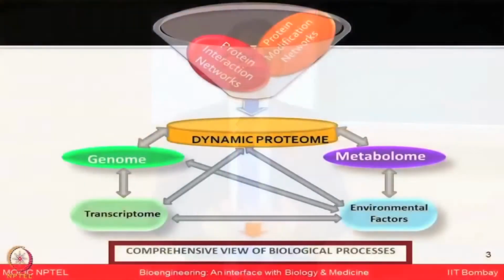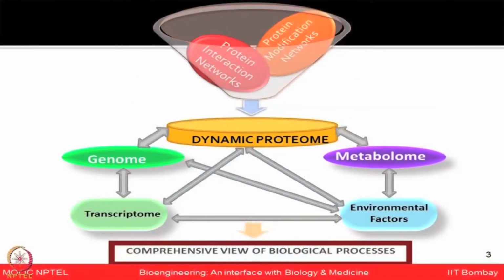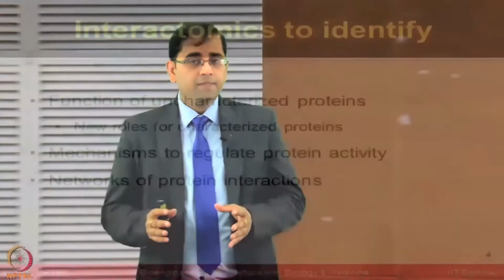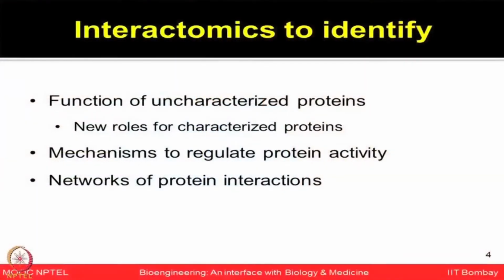And to study the proteome, you have to look into the protein interaction networks as well as the protein modifications which are happening, like different types of PTMs, for example, phosphorylation, etc. So, all of these are complex processes involved in governing any physiological system. So, interactomics aims to identify the function of uncharacterized proteins, trying to define new roles for the characterized proteins, what are the mechanisms to regulate the protein activity, and what are the possible networks of these protein interactions.